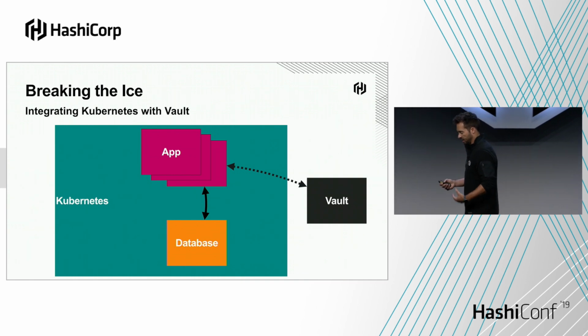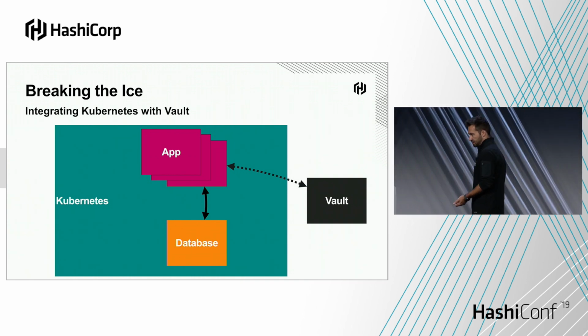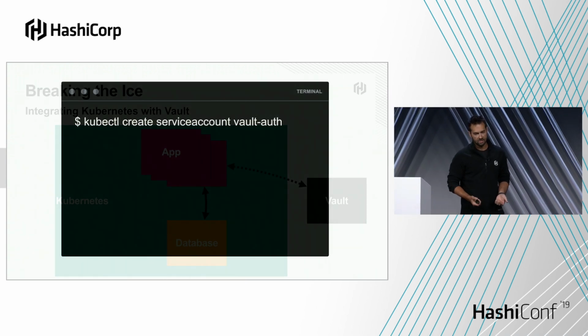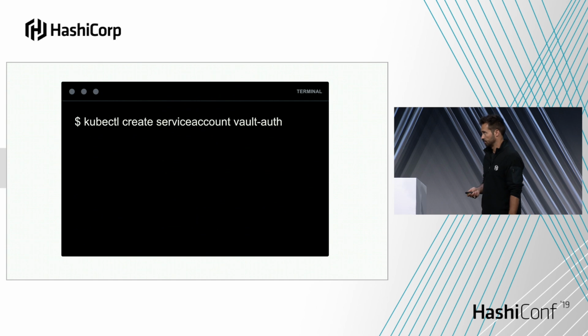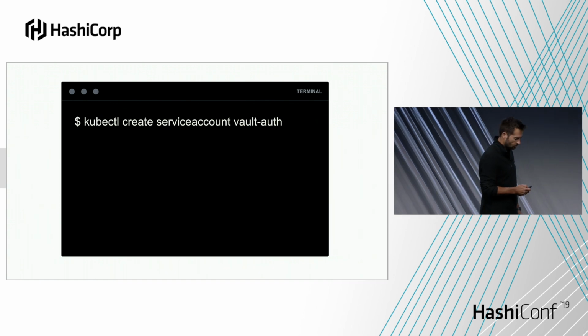So to get the actual integration going, we need to set up Kubernetes to have the things that we need to have. And that starts by simply creating a service account, right? This is a service account, and it needs to have special permissions. This is a service account that Vault is going to use itself, not one that your pods are going to use.